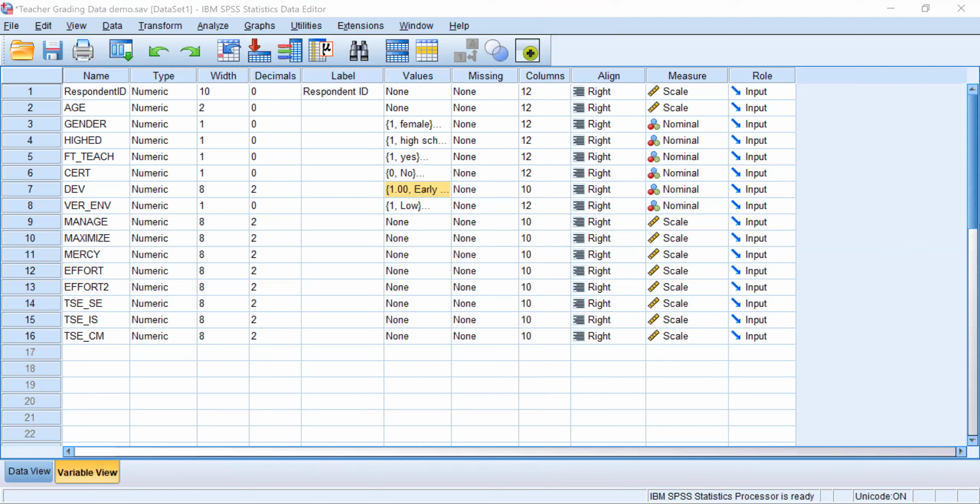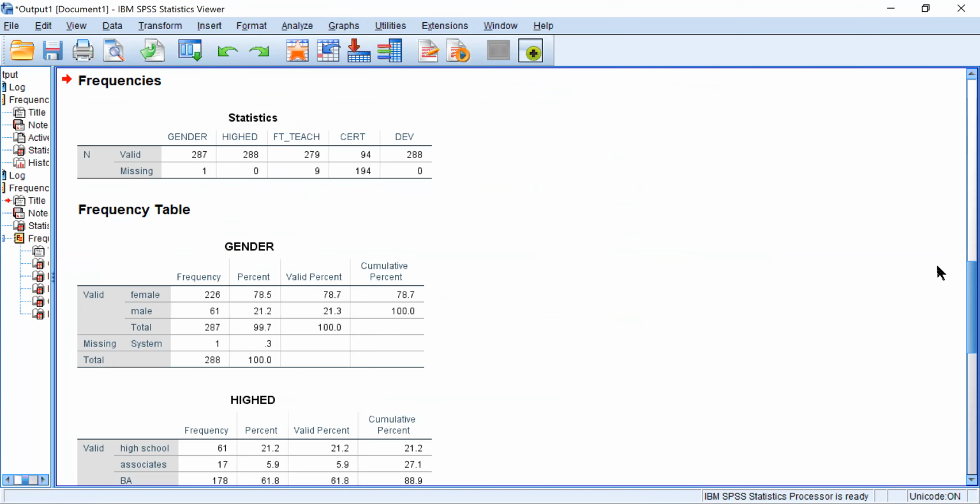So I have to make sure I'm sharing my output file with you. That was what happened with one of my attempts at this, is that I wasn't capturing the output file.